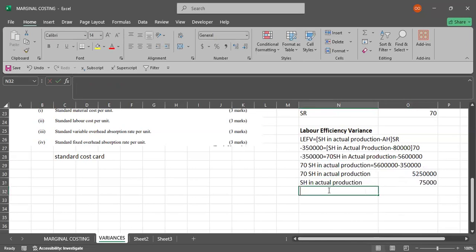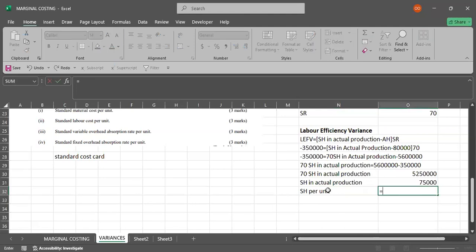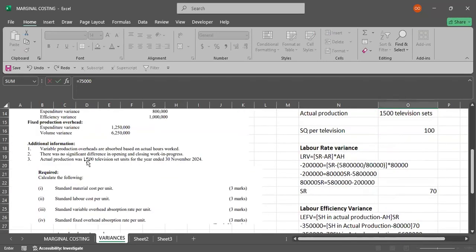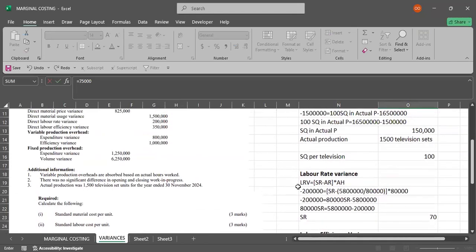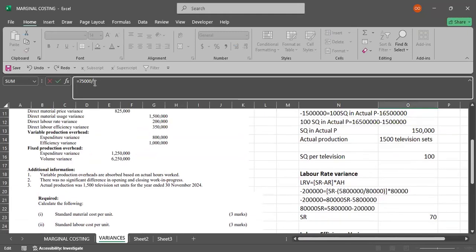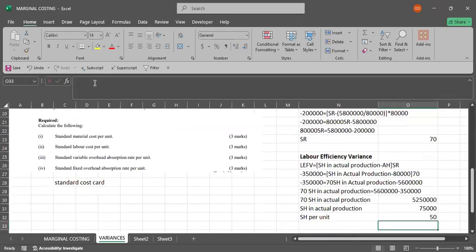How do we get standard hours per unit? Standard hours per unit, it will be the standard hours of 75,000, right? How many units were actually produced? So it is 75,000 when 1,500 units were produced. What is the standard hours per unit? That is why we're now taking 75,000, we divide by units produced. Then it is giving us 50 hours per unit. Is it now clear?